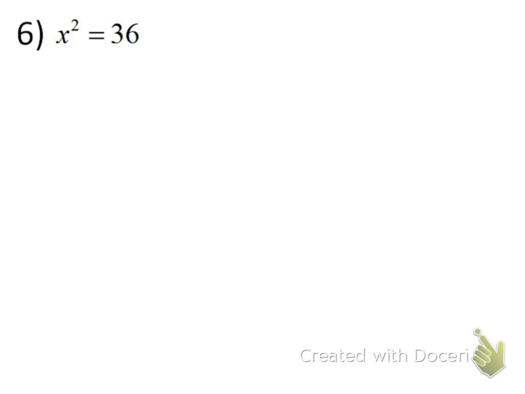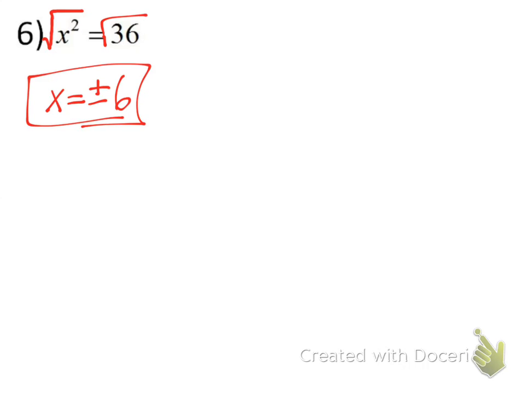All right, last problem of the notes for today, and then I'll let you go on your homework. We have x squared equals 36. What should I do to both sides of the equal sign? Take the square root of both sides. You get x equals what? Very good. 36 is a perfect square. It gives us plus or minus 6. Raise your hand if you have any questions.